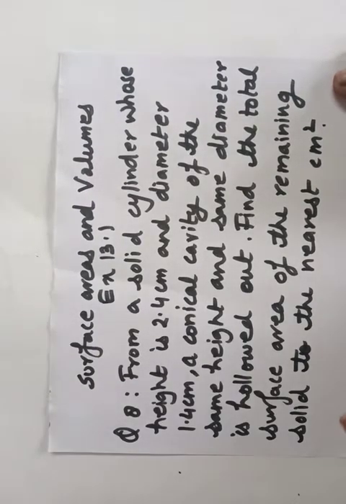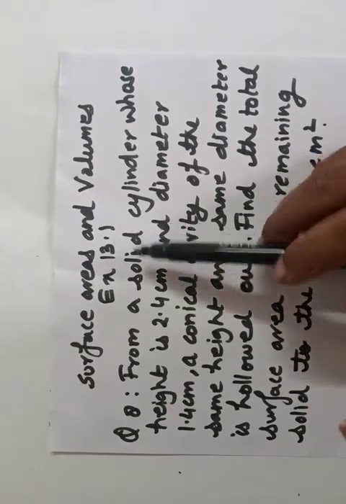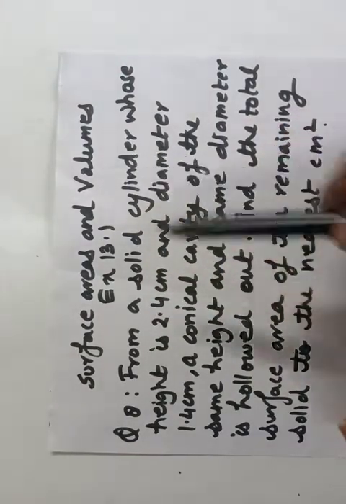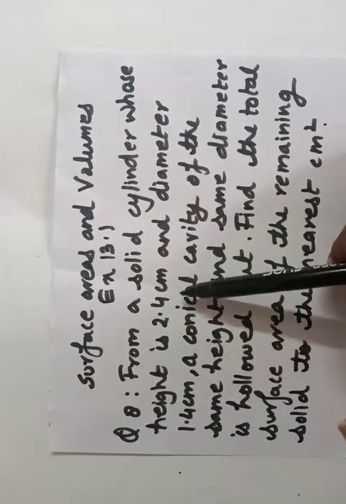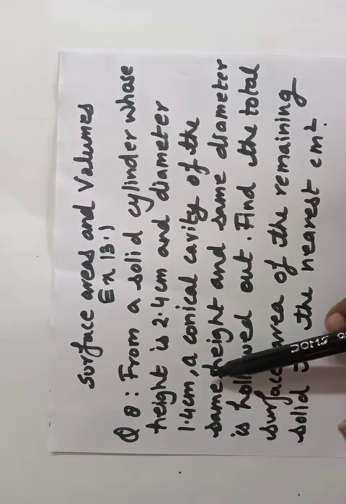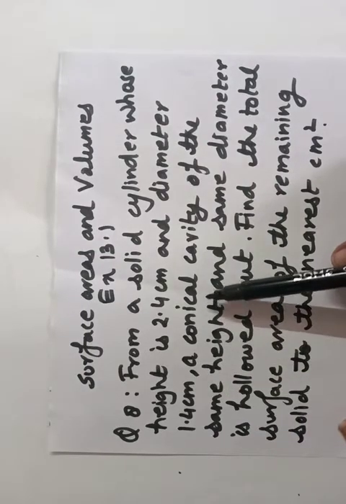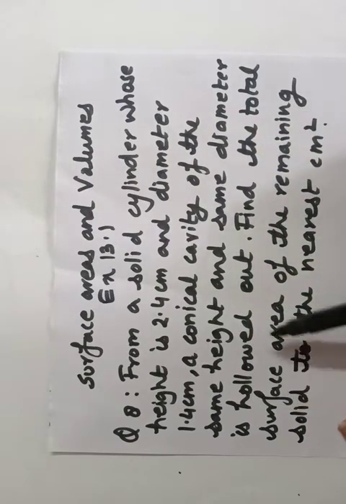Hello students. Now this is question number 8 for exercise 13.1, the chapter Surface Areas and Volumes. From a solid cylinder whose height is 2.4 centimeter and diameter 1.4 centimeter, a conical cavity of the same height and the same diameter is hollowed out.